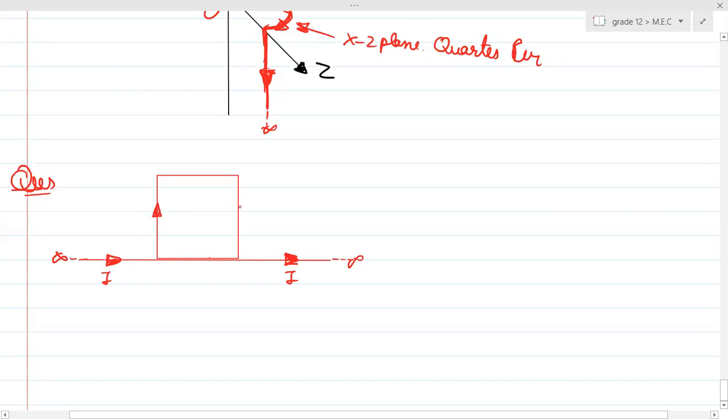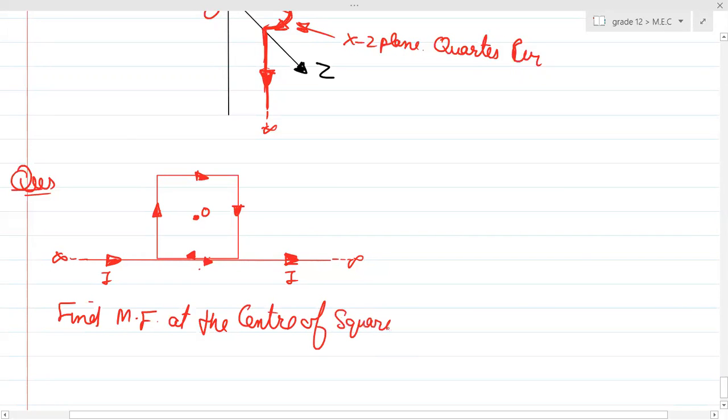In the square loop, the current is going clockwise, and in this wire, the current is going straight like this. You need to find out the magnetic field at the center of the square loop, and compare this.